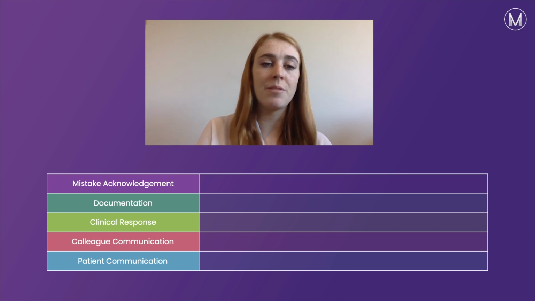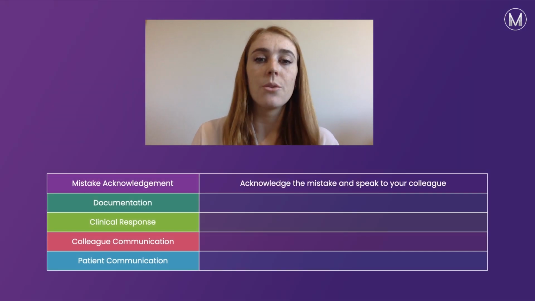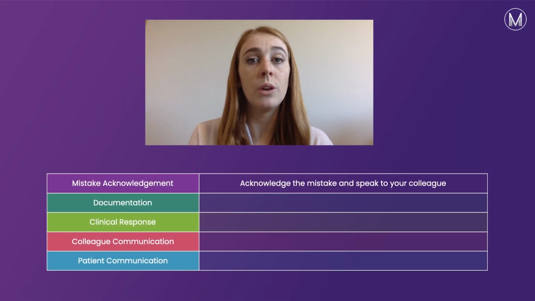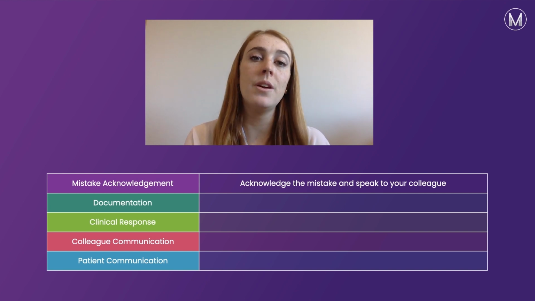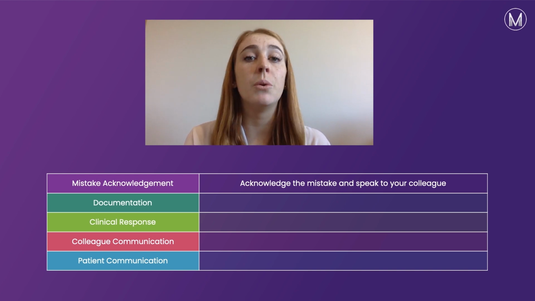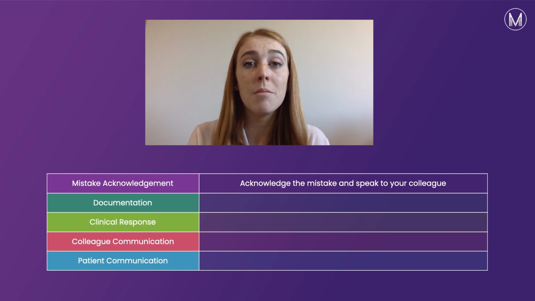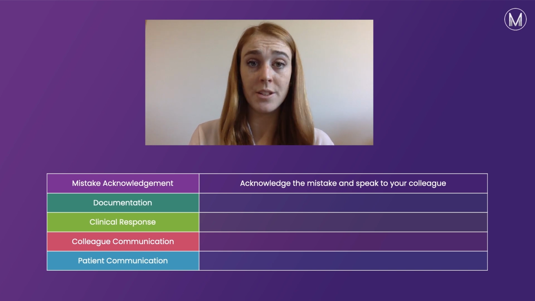So when we work through these domains, the first one to consider here is mistake acknowledgement. It's very important to acknowledge that your colleague has made a mistake and make sure you speak to him and alert him to his mistake to make sure that he doesn't do it again. So mistake acknowledgement is first of all important for realising that something's gone wrong, and second of all important for making sure that it doesn't happen again by either alerting the person or recording it in some way to make sure nobody else makes the same mistake.